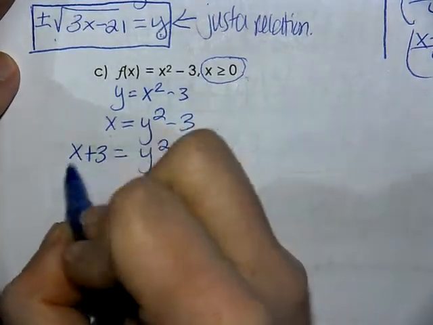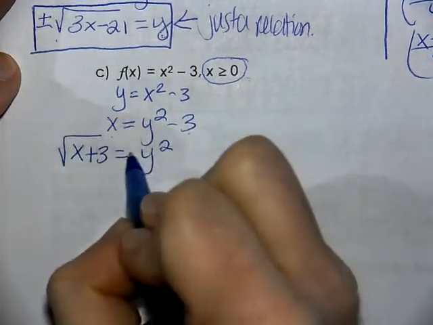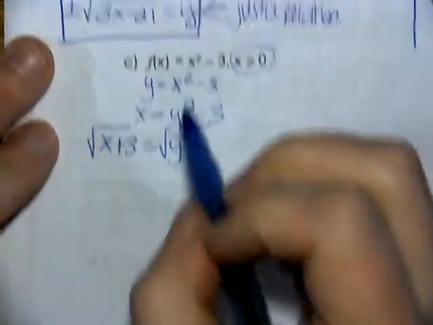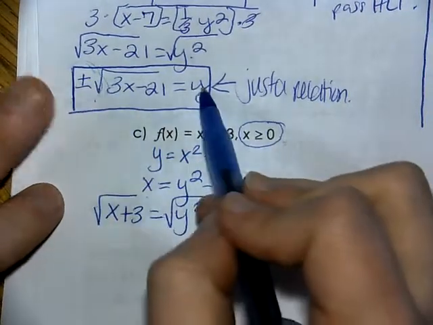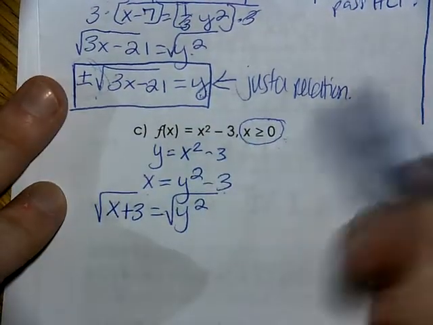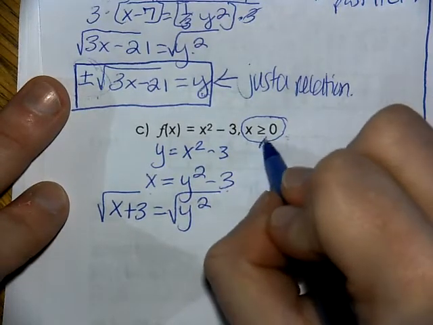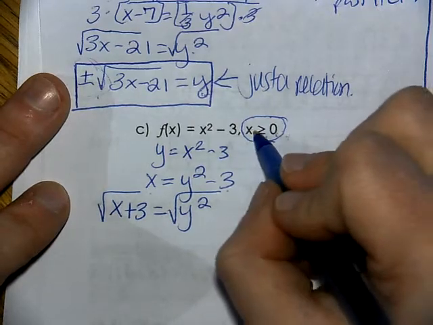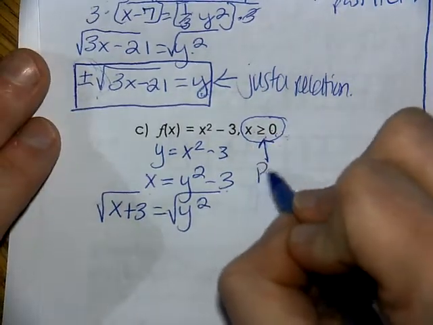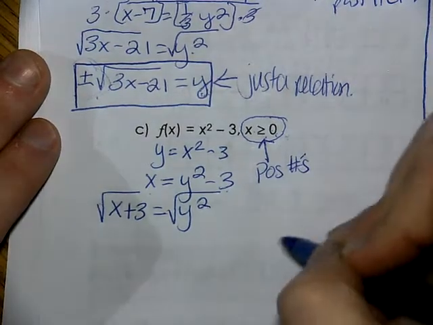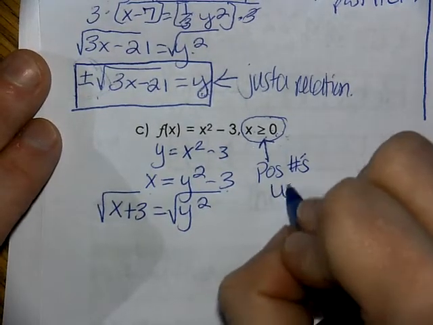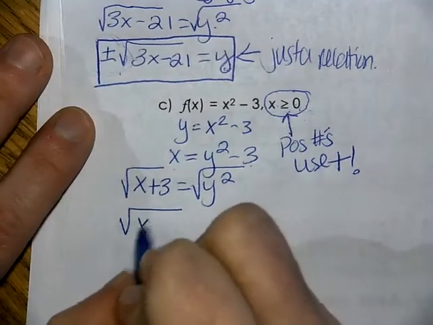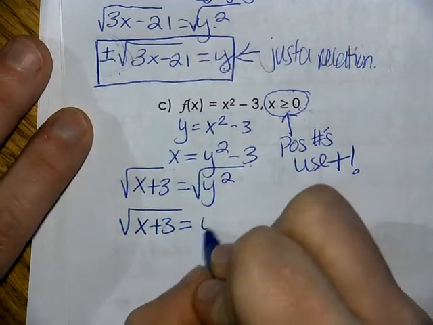You can raise it to the 1/2 power, just like I showed you in the last example. But I think a lot of us are comfortable with square roots, so I'm going to rewrite this as square root. So now, in our last example, I had plus or minus. Whenever you take the square root of something, you put plus or minus in it. But because we have a restriction on the domain of x being greater than or equal to 0, these values of x being greater than 0 are all positive numbers. So therefore, out of our plus or minus, we use the plus. So therefore, our answer is going to be square root of x plus 3 is equal to y.